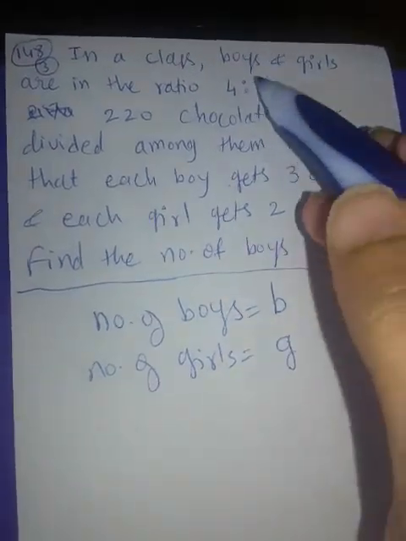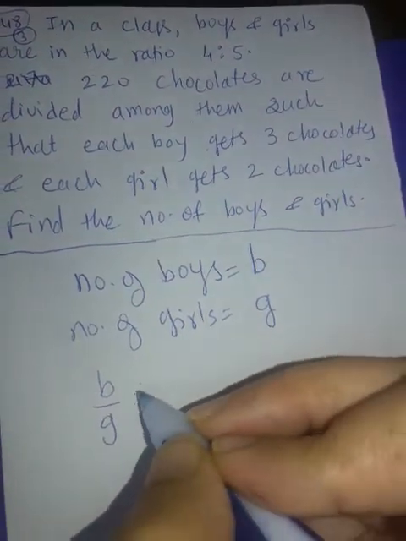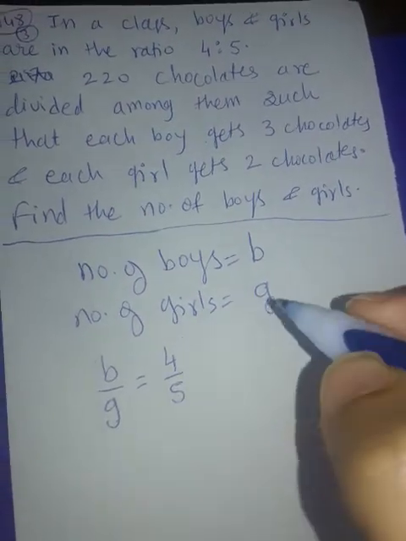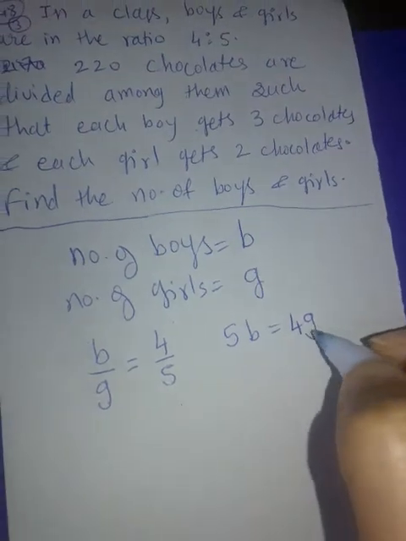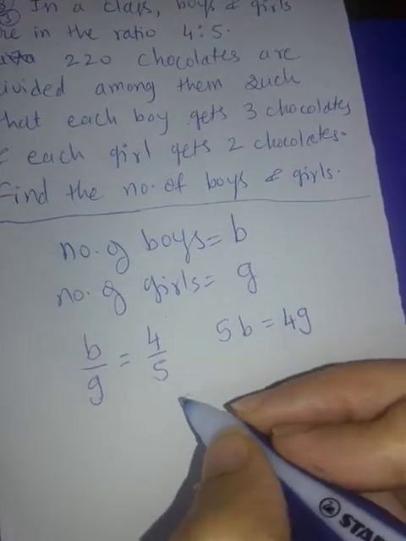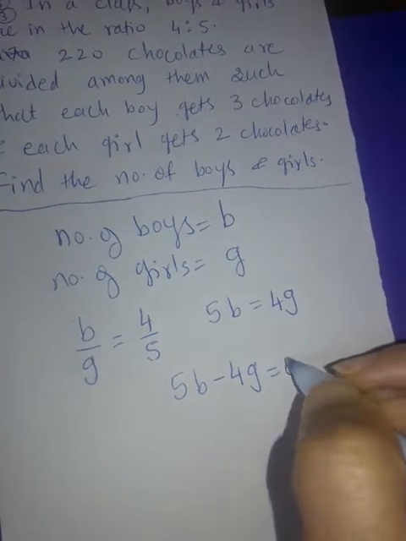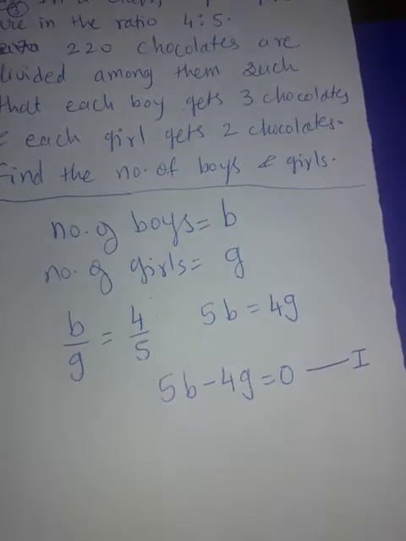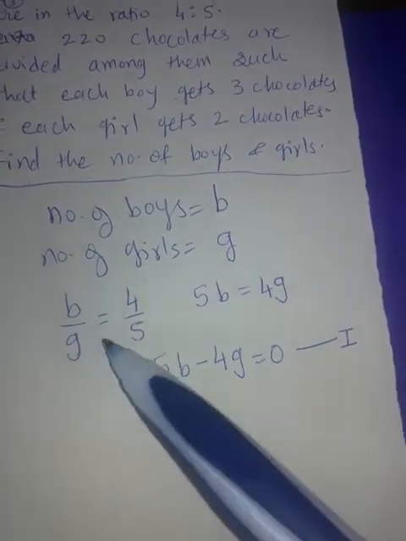What is given to me? Boys to girls ratio is 4:5. This is given to me. If I cross multiply, what do I get? 5B is equal to 4G. Take all unknowns on one side. So 5B minus 4G is equal to 0. That will be my equation number 1. Got it? So this ratio I transformed into an equation.